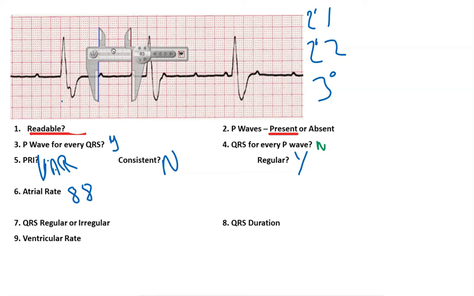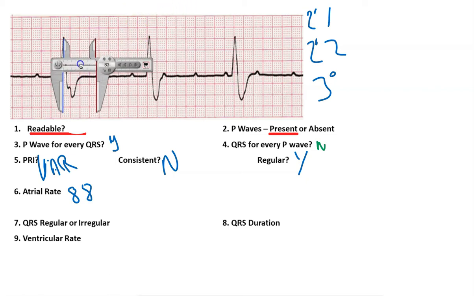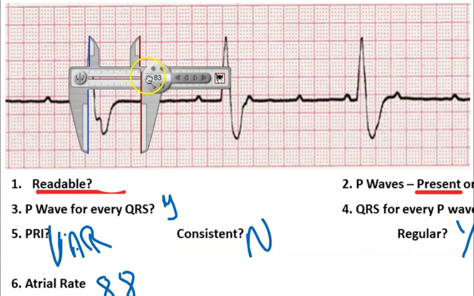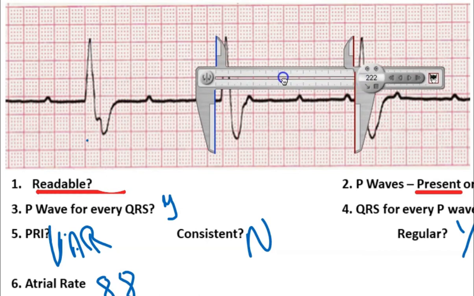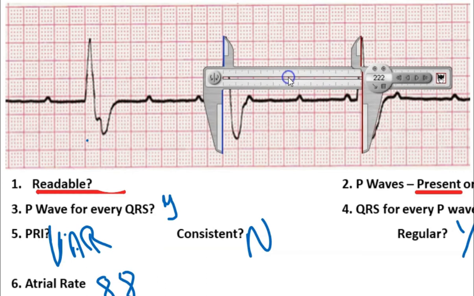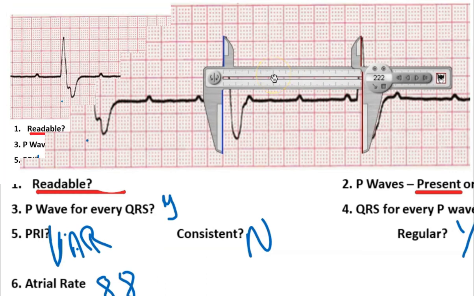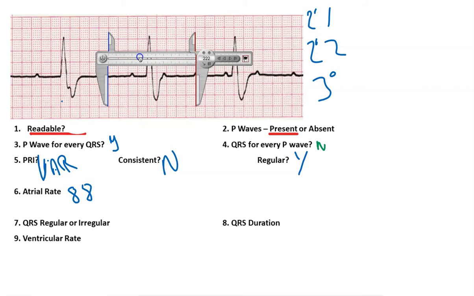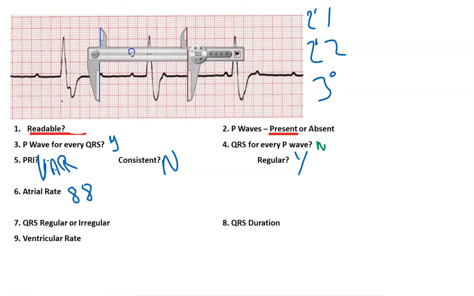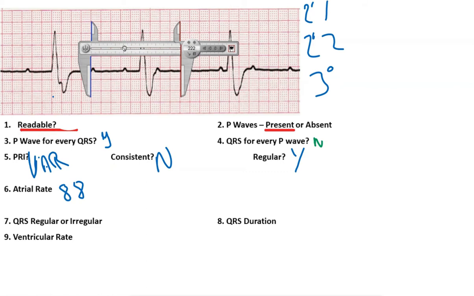The next thing we want to take a look at is going to be our QRS. Are our QRS complexes regular or irregular? So I'm going to, again, use my calipers. And now I'm going to move my calipers down. And lo and behold, they are regular. So I have an atrial rate that is at 88, and my ventricular QRS complexes are actually regular. So we're going to say, yes, they are regular. So therefore, we're going to circle this as being regular.